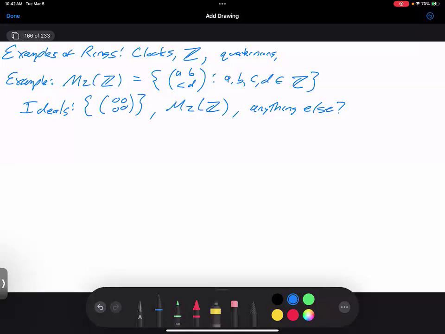Can you think of an ideal, a set of matrices that's going to be closed under addition and closed under multiplication of anything in 2 by 2 matrices? Okay, so you want to take your ideal to be multiples of the identity. Then when you multiply by an arbitrary element of M2 of Z, you just get that element. So your ideal would then contain everything.